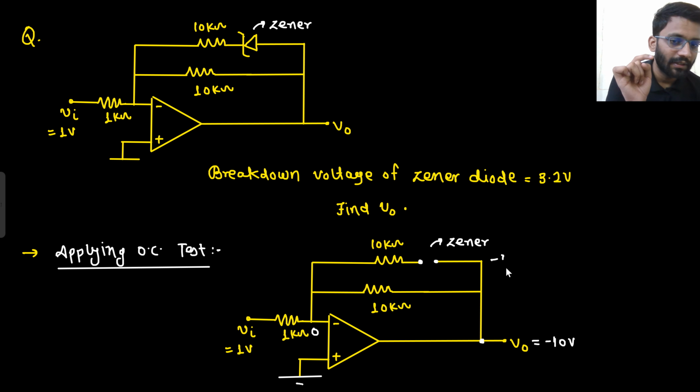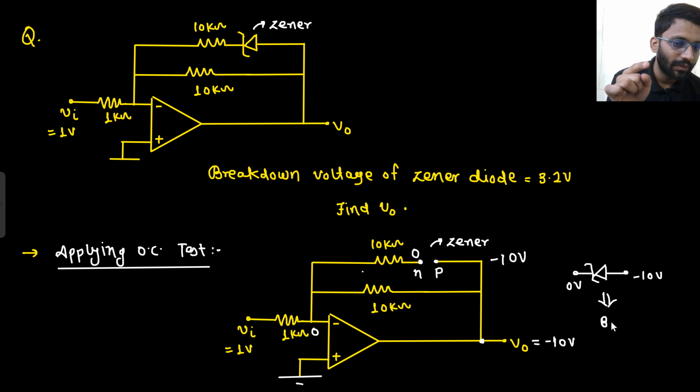If it is minus 10 volt, then this node is at minus 10 volt and this node will be at 0, because this 10 kilo ohm resistance will not drive any current. So this 0 will be traveling here. This is the N side and this is the P side. This is your Zener. On one side you have minus 10, on the other side you have 0. What does that mean? It goes into breakdown, and if it goes into breakdown, you replace it with a battery of its Zener voltage, that is 3.2 volt. The Zener goes into breakdown. This is what you understood here, right?